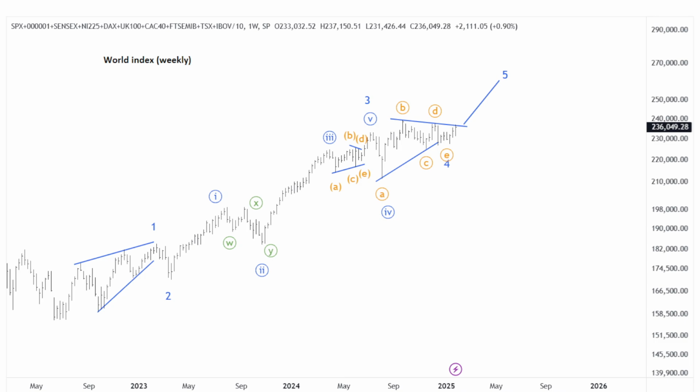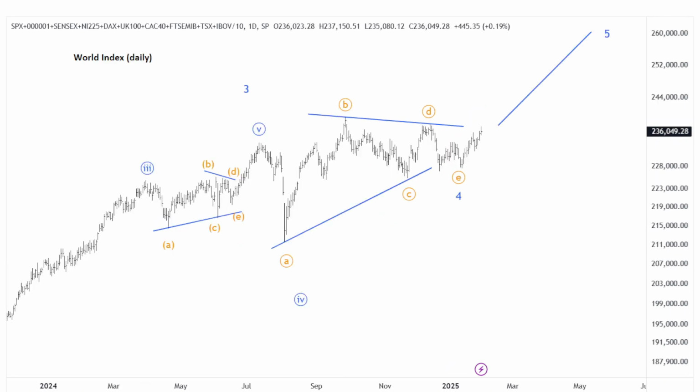On a daily chart, we will have a little bit clearer picture of the triangle and the impending thrust out of triangle. The daily chart shows a running triangle. A running triangle is a structure where wave B moves past the origin of wave A. So it becomes bigger than the wave A. And here the minor wave 4 running triangle has done exactly the same thing.